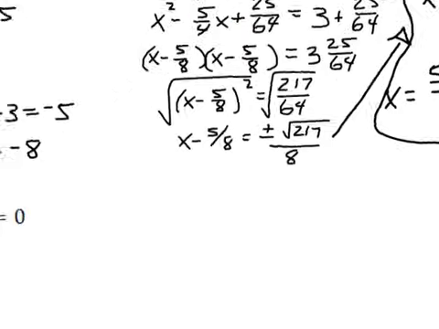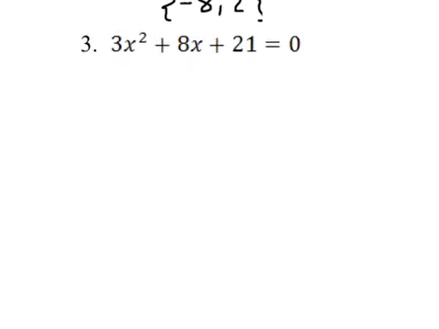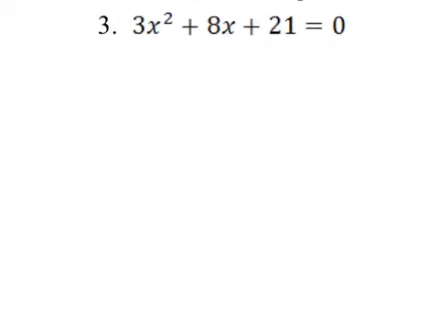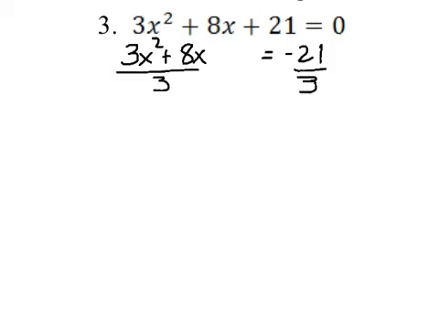All right, so let's try another one. Let's try one last one here. Again, this would be a good one that if you just hit pause and tried this on your own, it'd be a good step for you. So what I would do, again, as with the other ones, is I would move that to the other side. So I would get 3x squared plus 8x equals negative 21. I'm going to get rid of that lead coefficient, so I'm going to divide by 3. So I get x squared plus 8/3 x equals negative 7.